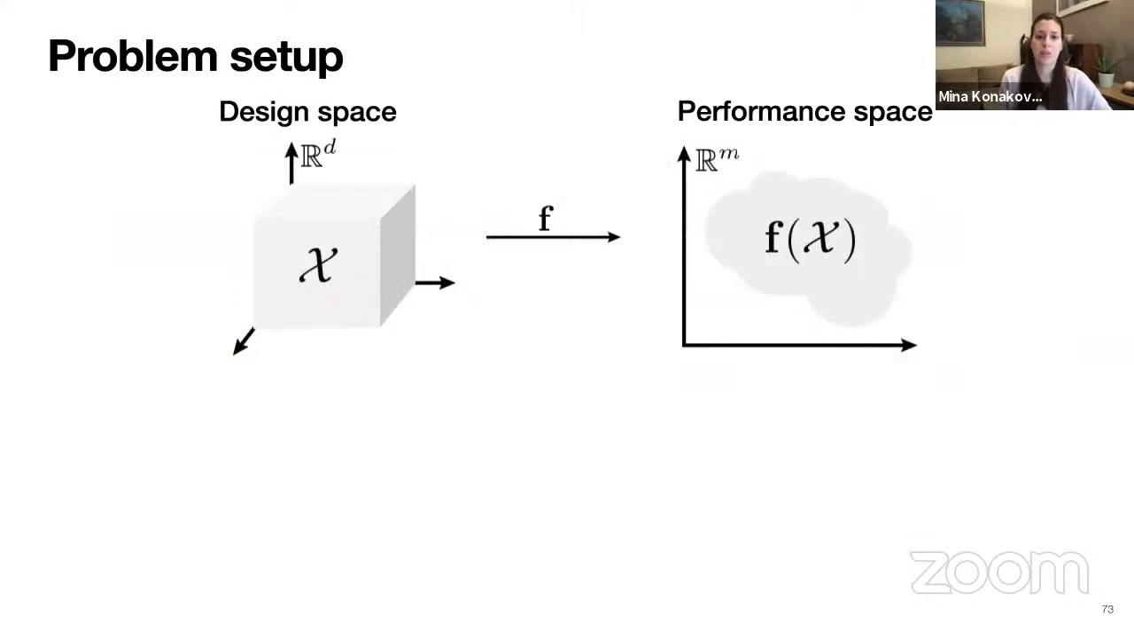So the general setup for our algorithm is the following. We have a d-dimensional design space and an m-dimensional performance space. And design space may refer to, for example, percentages of each of the formulations we mix. And the performance space is, for example, how elastic the material is or how much energy it takes to break it.